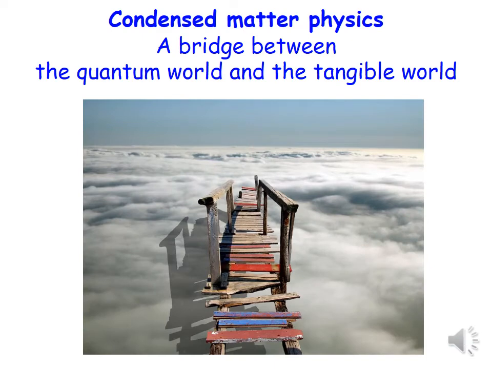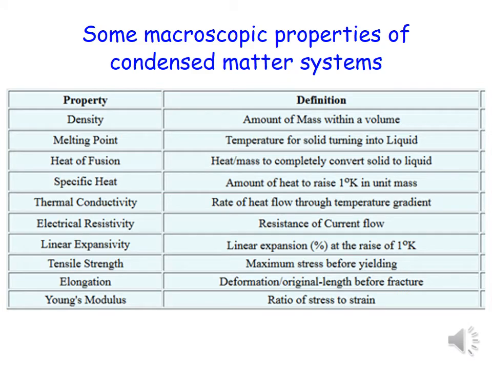Condensed matter physics then is a real bridge between the quantum world and the macroscopic world, the world that we can touch. Examples of macroscopic properties that we need then to derive from the atomistic nature of matter can be density, melting point, heat diffusion or electrical resistivity, mechanical properties like the Young modulus and many others.